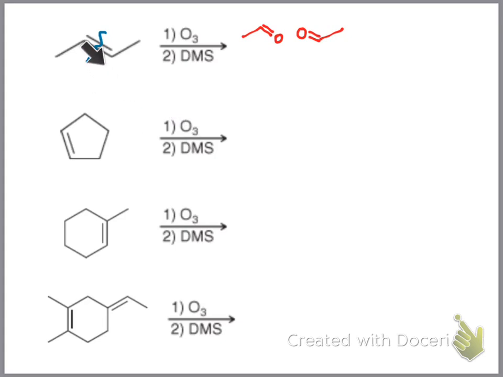So in this alkene, it is symmetrical, so it's going to make two of the same product. It's going to cleave the double bond, and what I did here was I marked in blue where the double bond is going to get sliced, so it makes it easy to see what the products are going to be, and this is going to make the two aldehydes, and they're both the same.